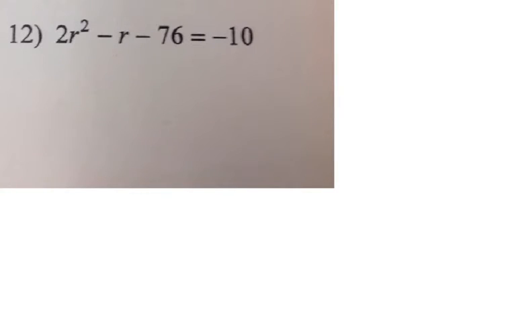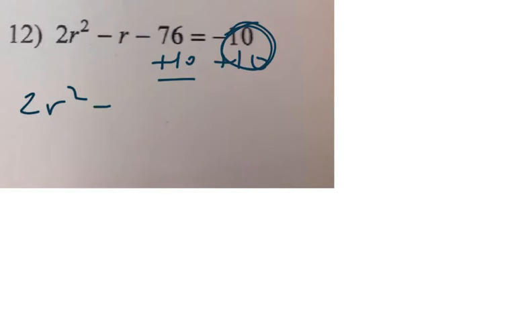Okay, let's do one more. Again, before I do anything, I have to add 10 to both sides here, right? This has to become 0, guys. I need it to equal 0 to solve with the quadratic formula, bottom line. So let's see what I have now. 2r squared minus r minus 76.